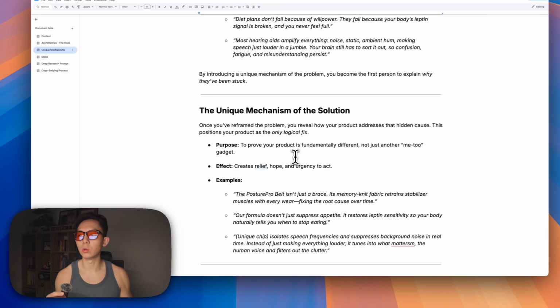Now let's dive into the unique mechanism of the solution. Once you've reframed the problem, you reveal how your product addresses that hidden cost. This positions your product as the only logical fix. The purpose here is to prove your product is fundamentally different from existing solutions and not just another me-too gadget. So the effect here is that it creates relief, hope, and urgency to act.